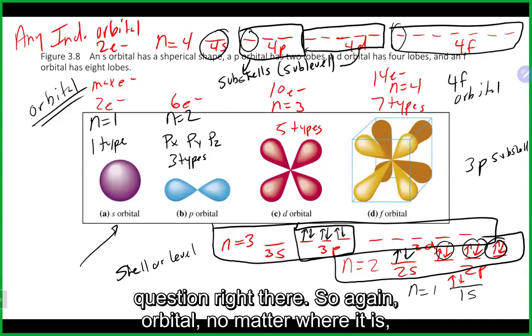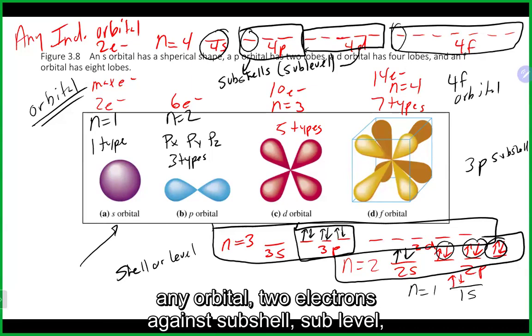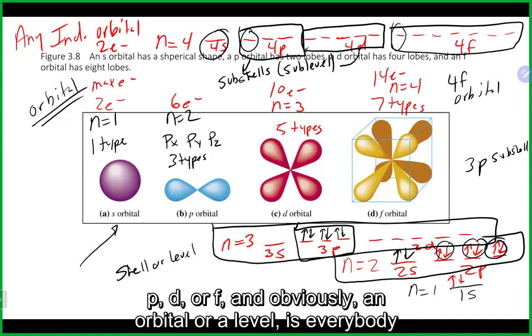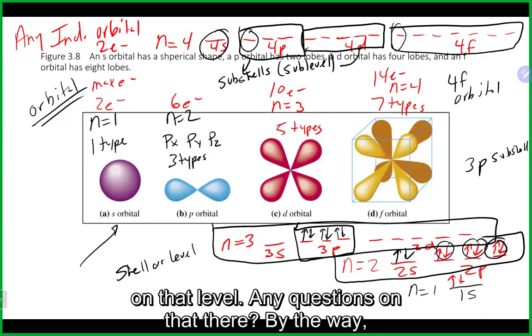So again, any orbital, no matter where it is, holds 2 electrons. A subshell or sublevel is usually a grouping of orbitals together, like the p, d, or f. And a level is everybody on that level. Any questions on that?